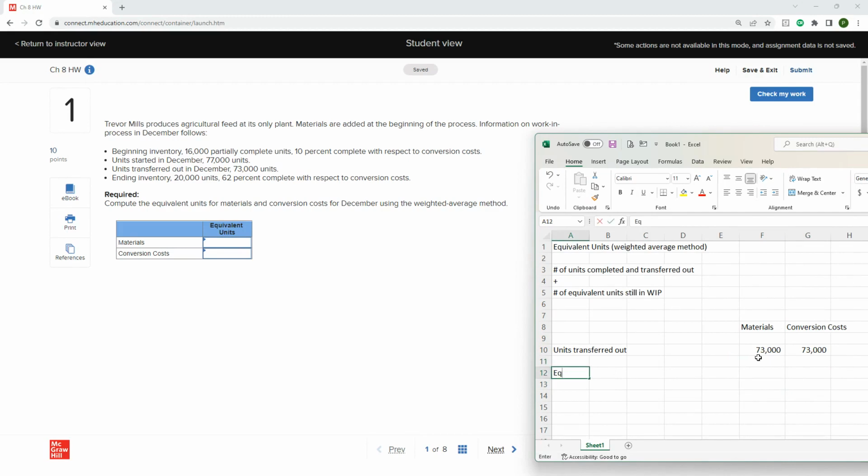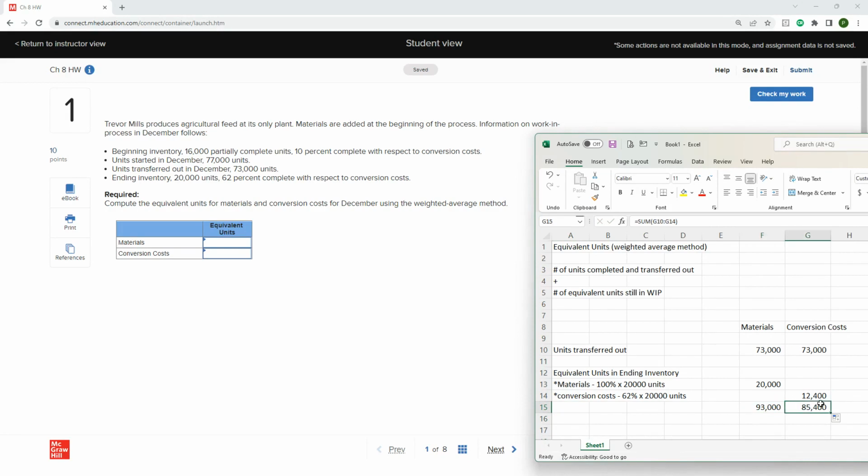For equivalent units in ending inventory, in terms of materials, we know that materials is 100% complete. So for materials, we have another 20,000 equivalent units. Now for conversion costs, we're only 62% complete times 20,000 units. So 0.62 times 20,000 is 12,400. We add these two numbers up for each column, and so our answer is 93,000 for materials and 85,400 for conversion costs.